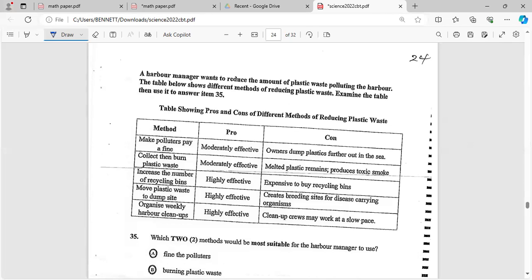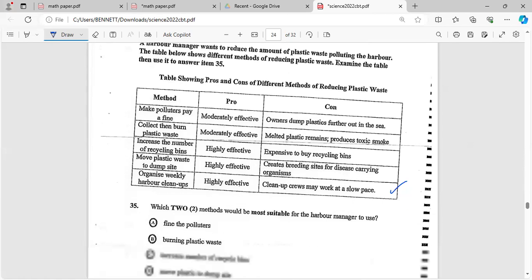Organize weekly harbor cleanup, highly effective. The con is the cleanup crew may work at a slow pace. I don't mind the slow pace working, guys. So I'm gonna go with E as one. It's very effective, so you have to go to the effective ones first, right? Expensive to buy. So E is one.